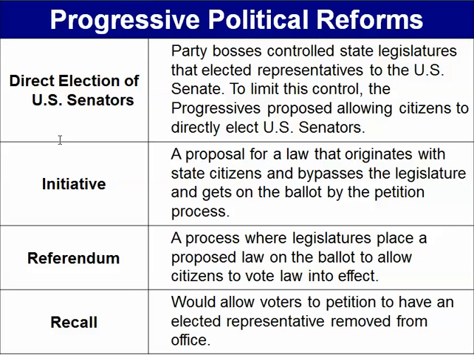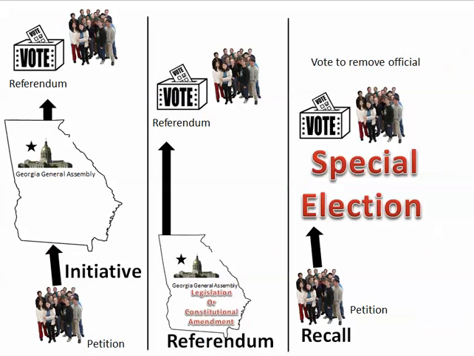So the progressive reforms, we want to look at this closely. Let's look at initiative, referendum, and recall. Through a petition process here in initiative, and through a petition process here in recall. In the First Amendment of the Bill of Rights, it says we have a right to petition the government. In the initiative, the people originate an idea, and then they sign this petition and send it around. If they can get 30% of the people who voted in the last election to sign the petition, they can send it to the Georgia General Assembly in Atlanta, and then they must put it on a referendum to vote on, and then the people will vote on it.